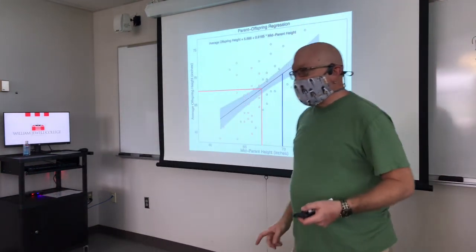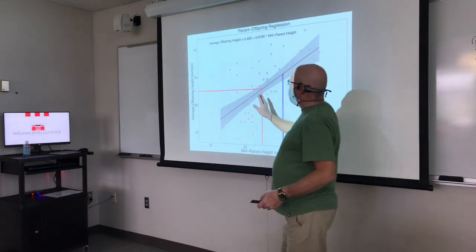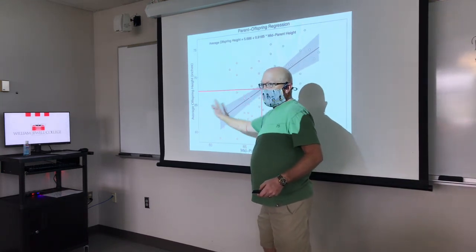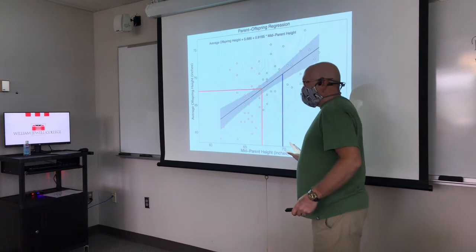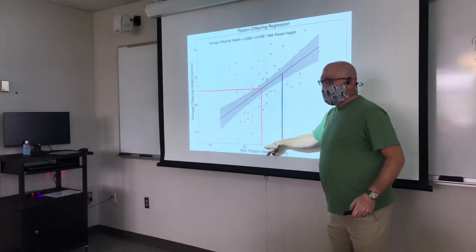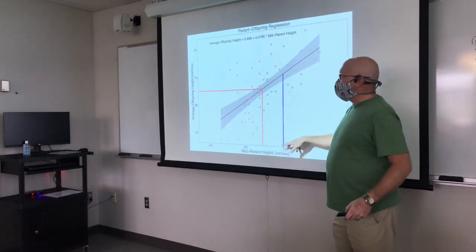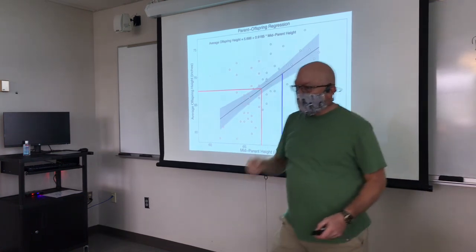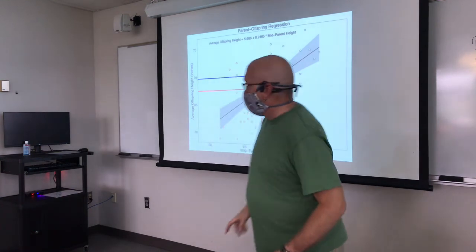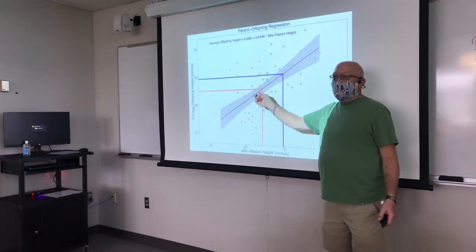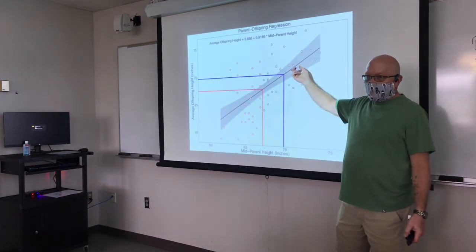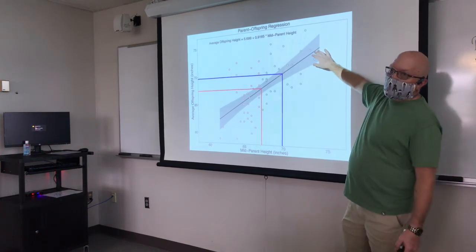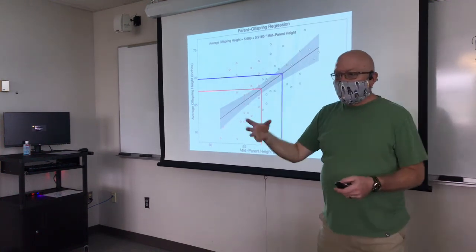But this mean changes after selection because these individuals here are not included in the parental population. So the parental mean changes. When the parental mean changes, what do you expect to happen to the offspring mean? It's also going to change. And the degree to which it changes is determined by the slope of this line, which is why the slope is the heritability, not the y-intercept or anything else.